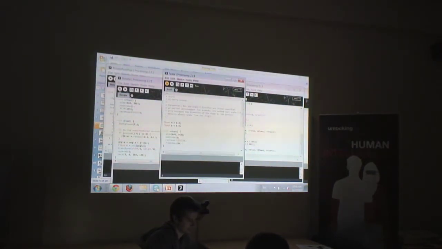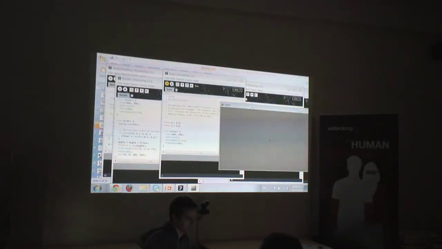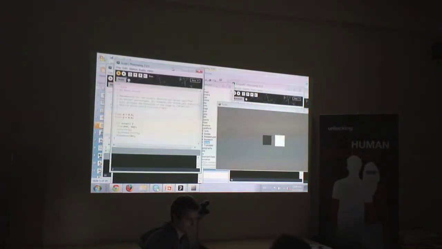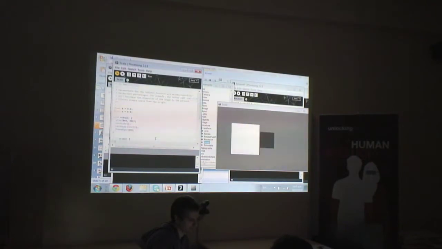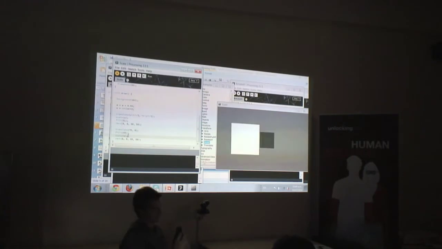Scale. So this one's kind of a cool one. There's two boxes being drawn here. One is just being scaled from memory, like shrinking and growing, and the other one is actually flipping negative to positive. So that's why it appears to flip.